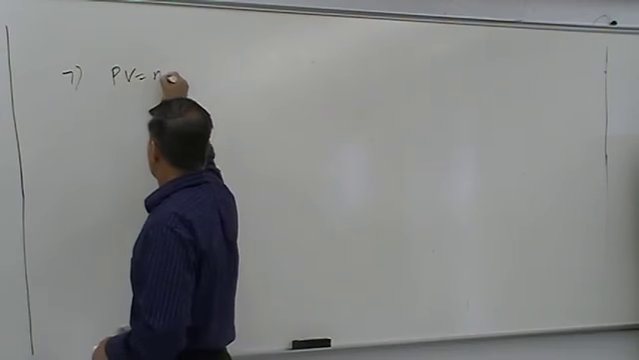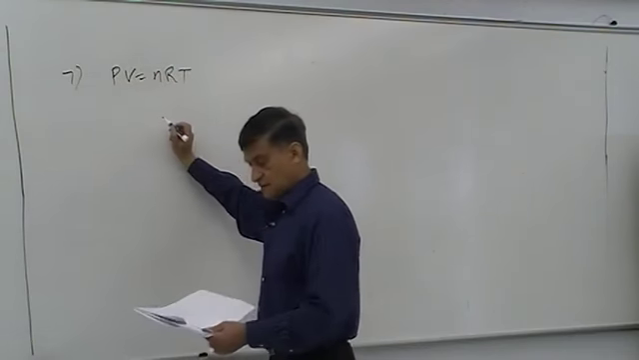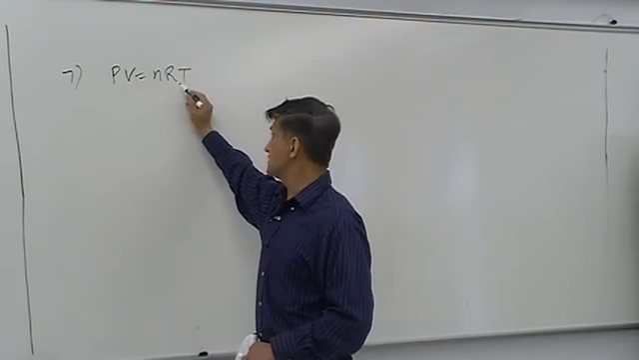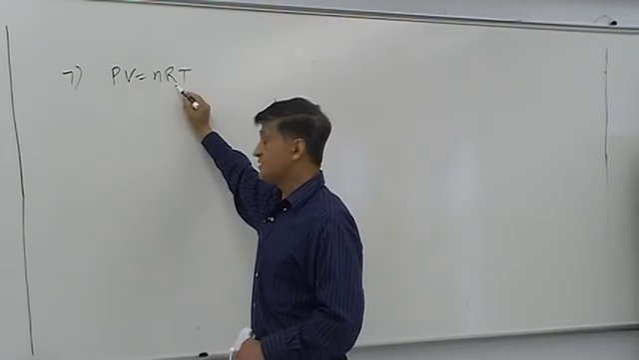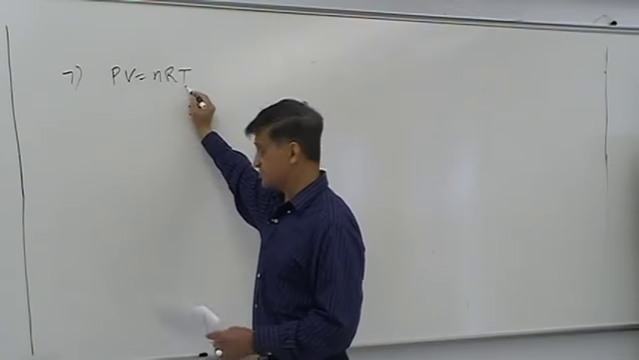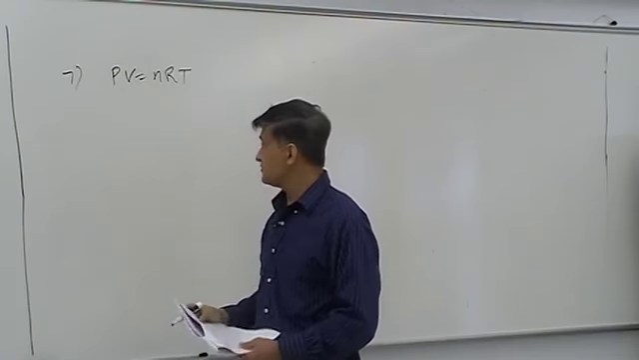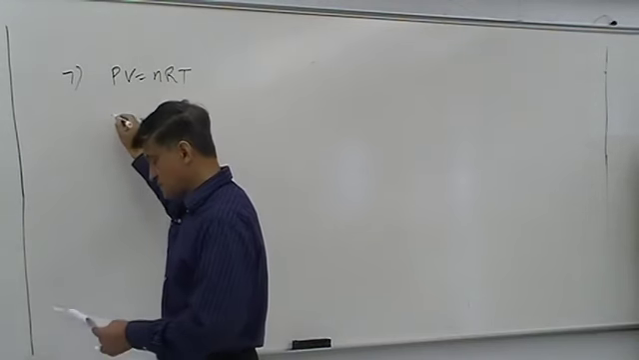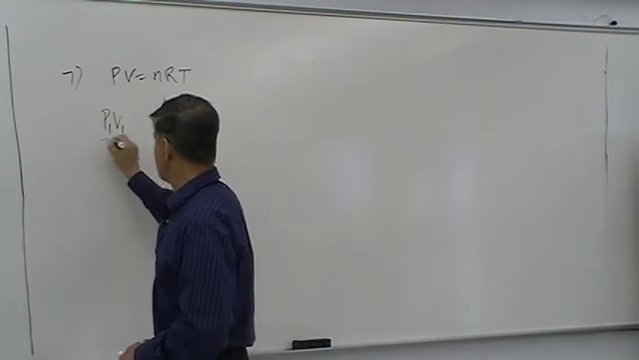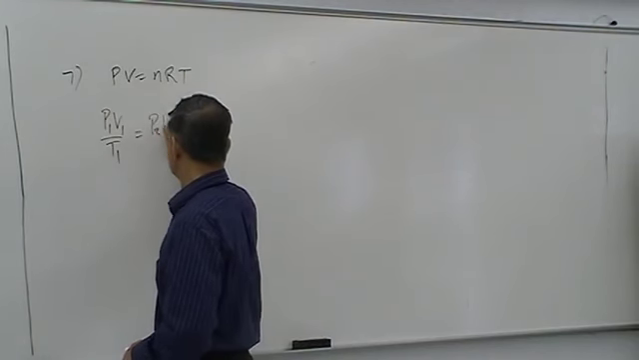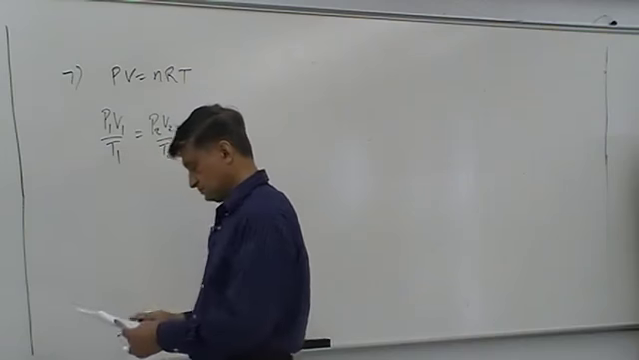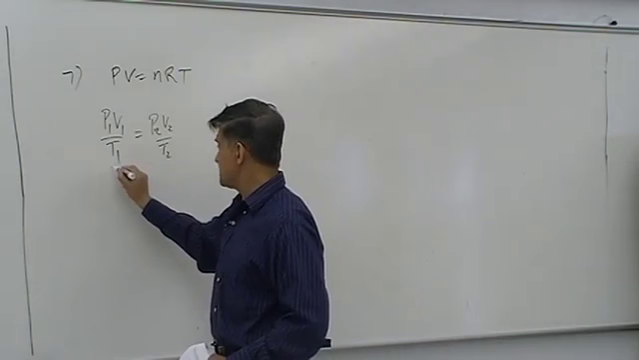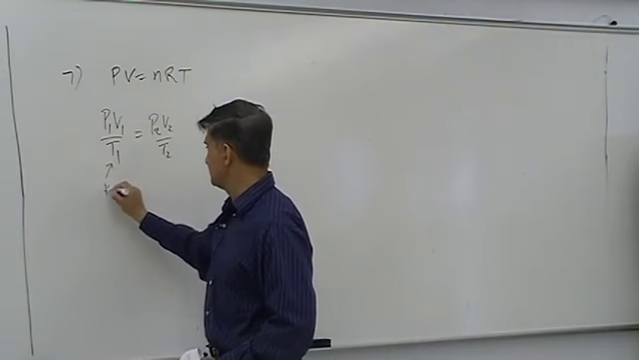PV equals nRT. Pressure, volume, moles, R is a constant, 0.0821 liter atmosphere per degree Kelvin per mole, temperature in Kelvin. So if you're going to use it, keep those in mind. Also, in some problems, you need to use this, P1 V1 over T1 equals P2 V2 over T2. The only thing you need to know is that the temperature will have to be in Kelvin.